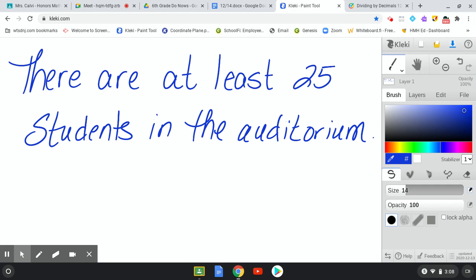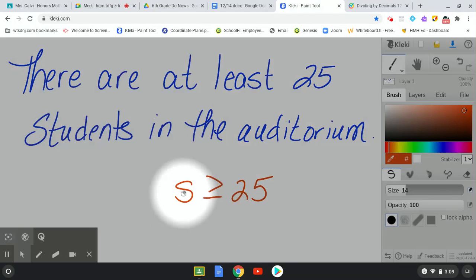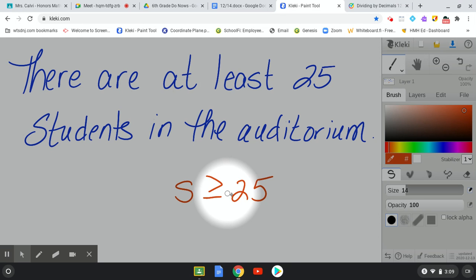So I need an unknown. The unknown is going to be the students, so S for my unknown. And what is this really saying? There are at least 25 students in the auditorium. That means that there are 25 or more. So the amount of students is greater than or equal to 25. Because it says at least 25, they're telling us that there are 25 or more students in the auditorium. So the amount of students is greater than or equal to the number 25.